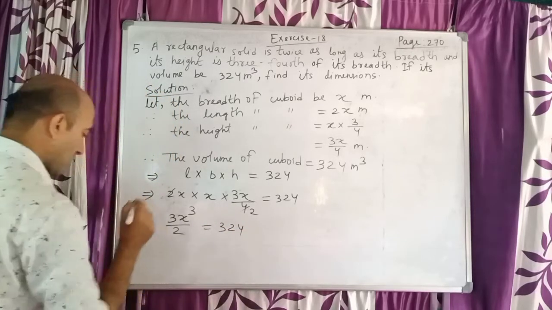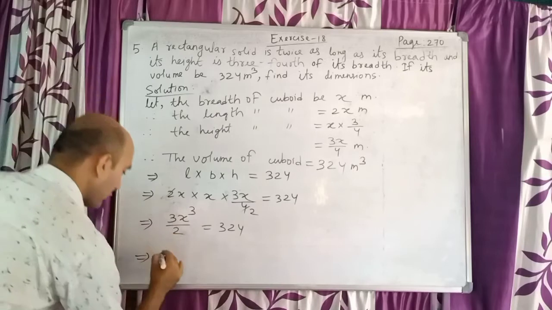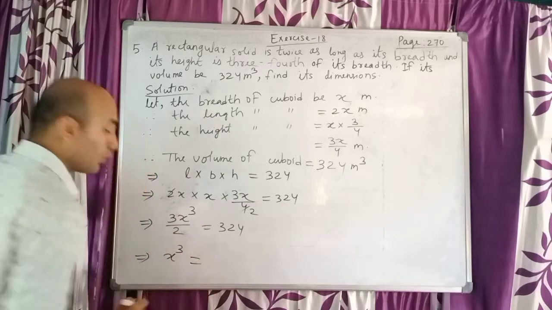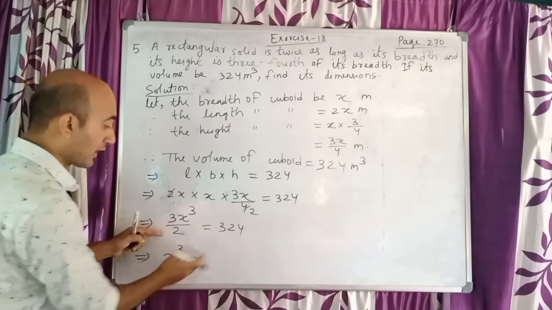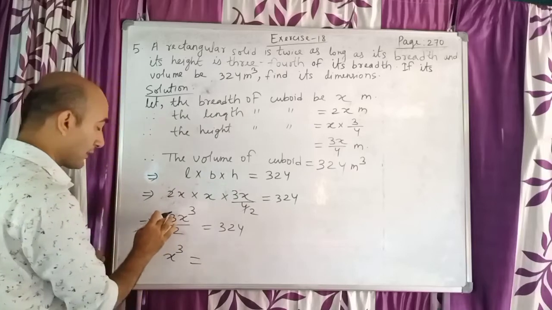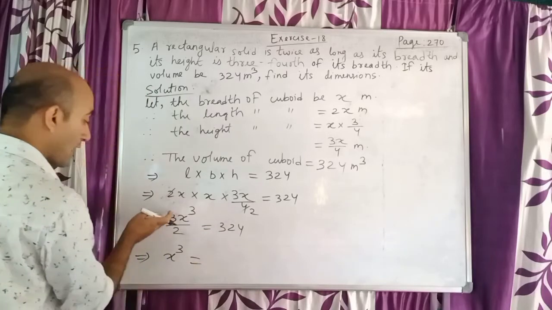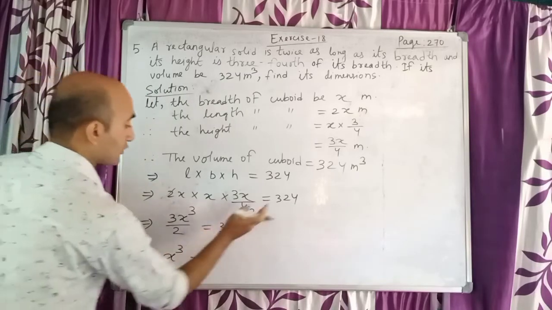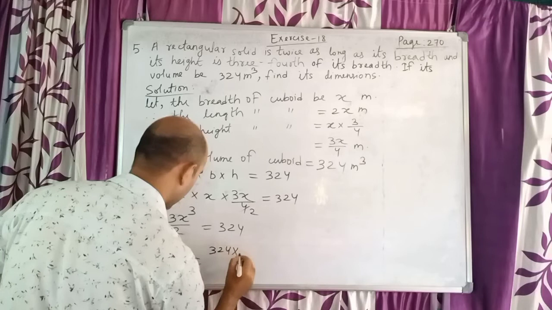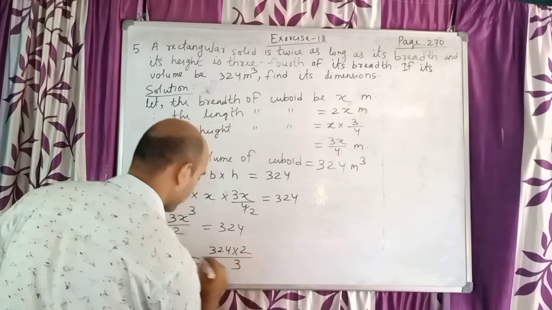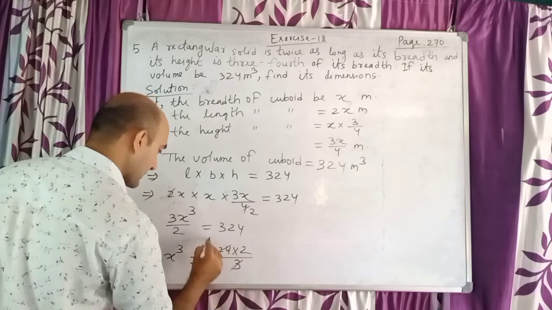324. Next, children, we will write only x cube here. When I make x cube alone, the number at the denominator will go and multiply at the top, and the number in the numerator will come down and divide 324. The upper part will come to the lower part and the lower part will go to the upper part when it changes side. So it will be 324 into 2 by 3. Definitely these two numbers will cancel, 3 1s are 3.